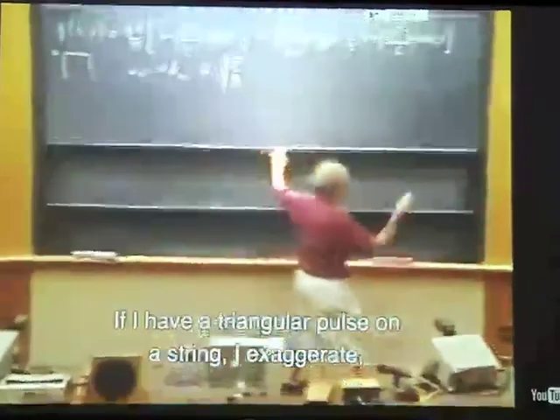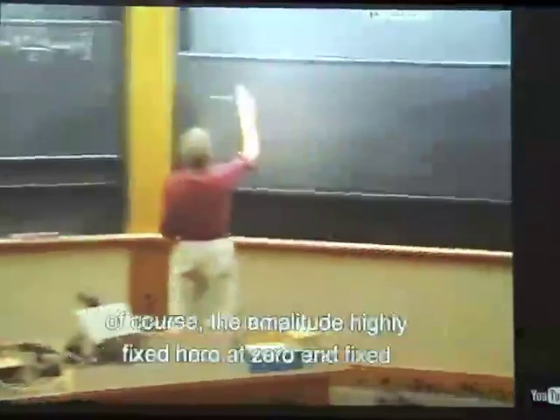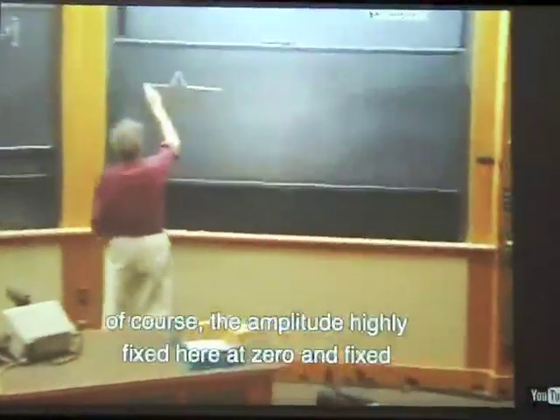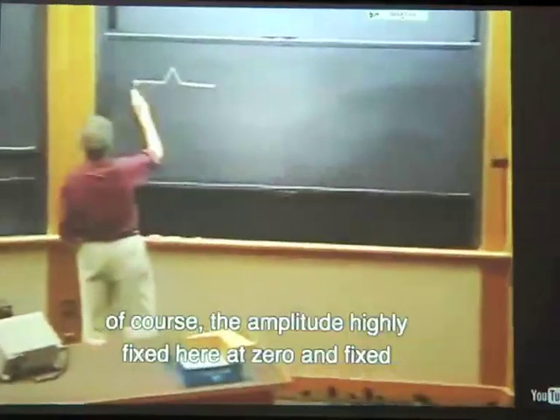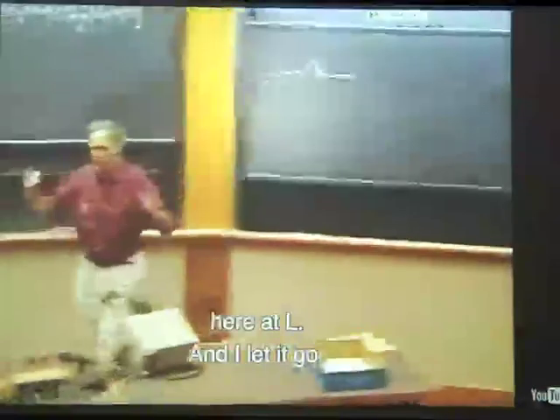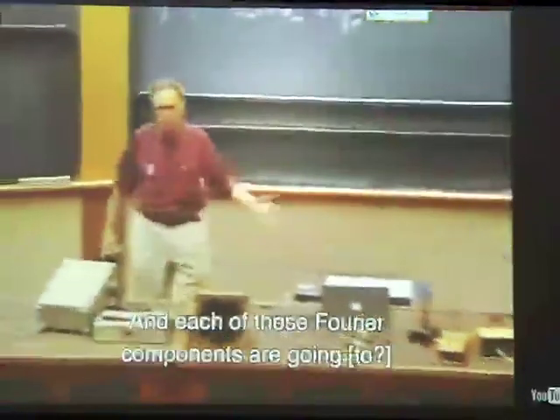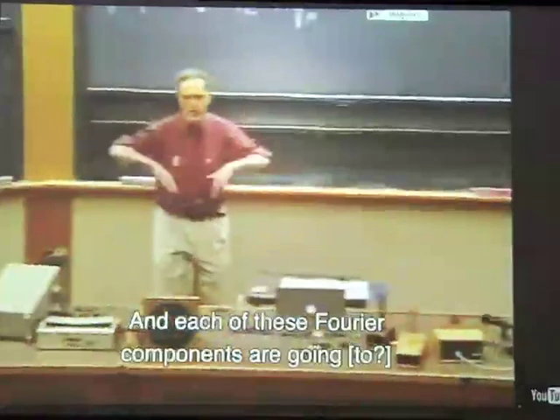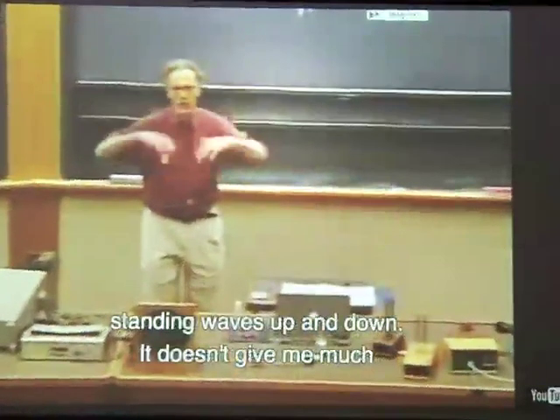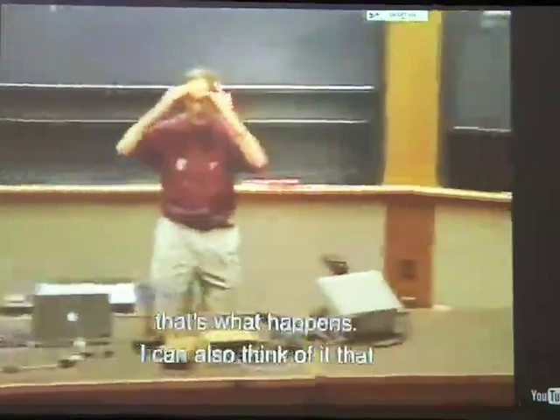If I have a triangular pulse on a string, I exaggerate the amplitude highly, of course, fixed here at 0 and fixed here at L, and I let it go. Yes, I can decompose that in terms of the Fourier components, and each of these Fourier components goes like a standing wave up and down. It doesn't give me much insight, but it is intriguing that that's what happens.